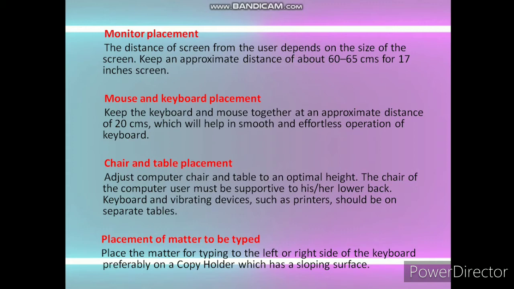Placement of matter to be typed. Place the matter for typing to the left or right side of the keyboard, preferably on a copy holder which has a sloping surface.